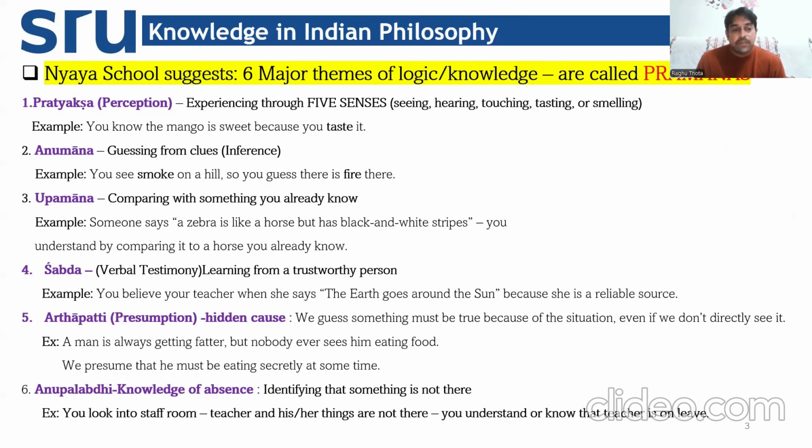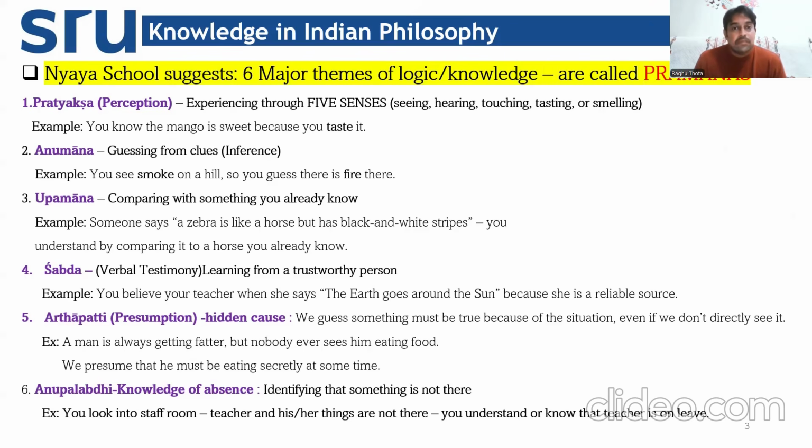And the sixth one is Anupalabdhi, knowledge of absence. How do you know that the person is absent? Identifying that something is not there. For example, you look into the staff room. Generally, if the teacher is present, the teacher's things or articles would be there on the table, but they are not there. Based on that, you can come to the conclusion that the teacher might be on leave because his things are not there on the table. This is called the knowledge of absence.